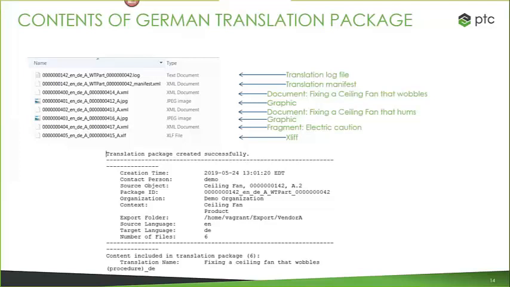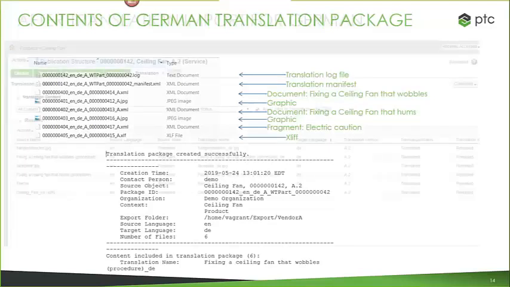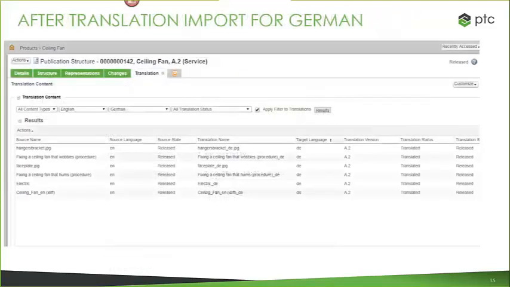And so what we see here, and this time in the translation content table, I'm looking at English as the source and German as the target language. And we can see now where before the translation version showed A.1, well, now it's showing as A.2 because all of those files were imported and iterated when they were imported. We also see that the translation status now says translated, whereas before it said in translation, and translation state says released.